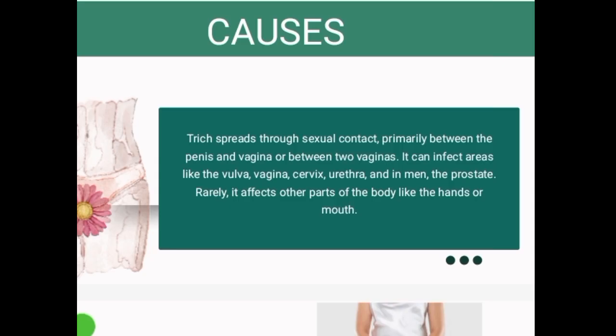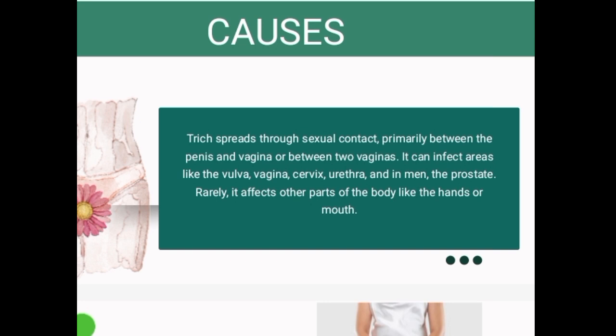So what are the causes? This disease spreads through sexual contact, primarily between the penis and vagina or between two vaginas. It can infect areas like the vulva, vagina, cervix, urethra, and in men, the prostate. Rarely, it affects other parts of the body like the hands or mouth.